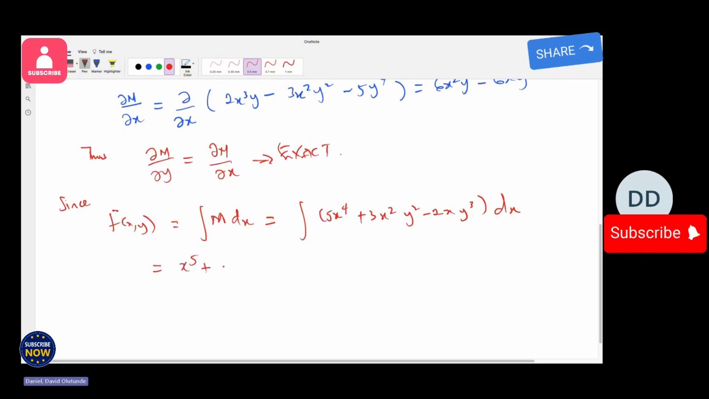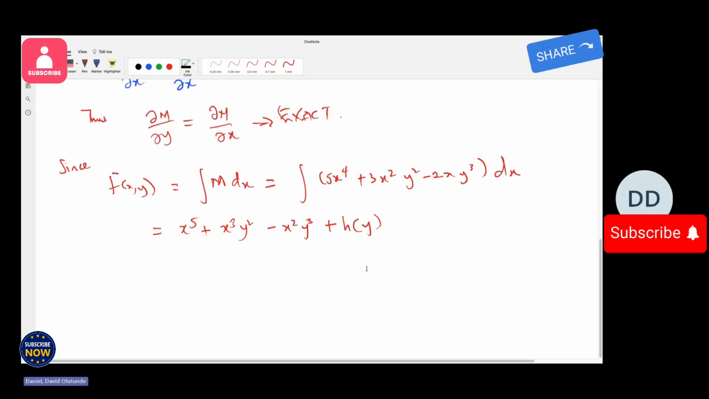x^5, x^3 y squared, minus x squared y^3, plus what? h of what? Of y. Thank you. Do you see that? So the h of y is simply seen like a kind of, it's not really a constant, but it embodies functions of y. So when you see something like this, you need to take that into consideration.